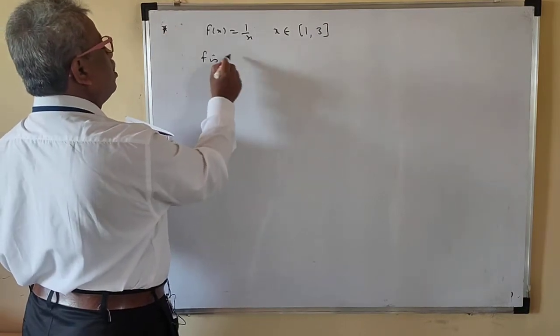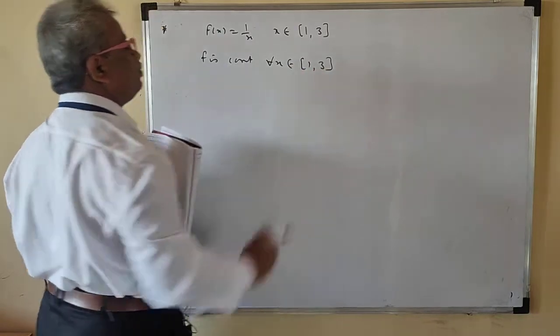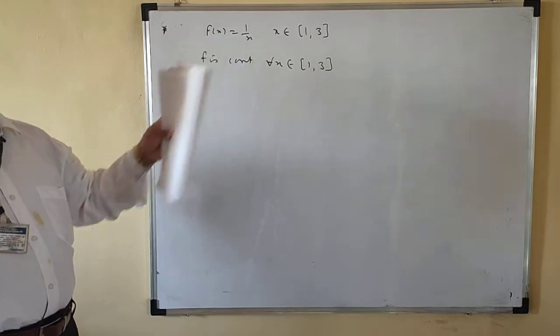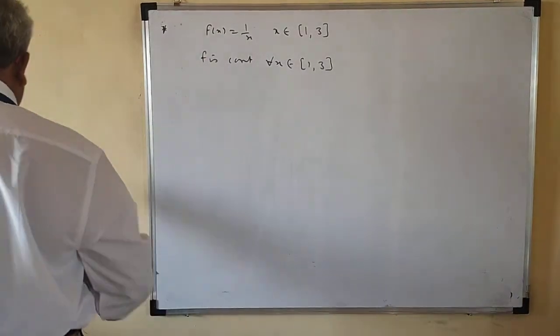So f is continuous for all x belongs to the interval. Right? So this is not continuous at x is equal to 0. But 0 is not in the domain. Okay? 0 is not in the domain.